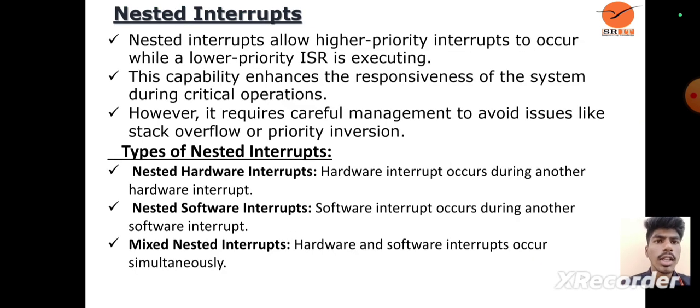Nested interrupts. Nested interrupts allow higher priority interrupts to occur while a lower priority ISR is executing. This capability enhances the responsiveness of the system during critical operations. However, it requires careful management to avoid issues like stack overflow or priority inversions. Types of nested interrupts: nested hardware interrupts, nested software interrupts, and mixed nested interrupts.